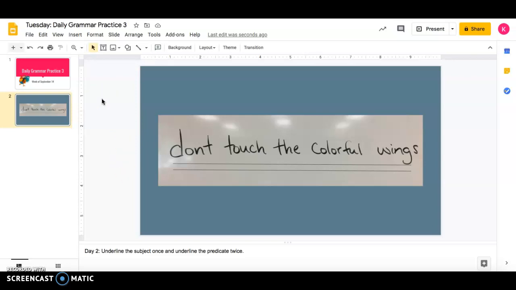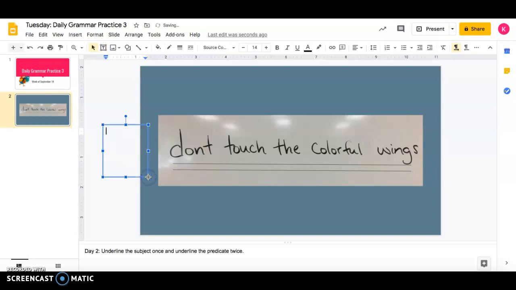Basically, it's when somebody gives a command, they're looking at you, they're speaking to you, so you know that you're the person that's supposed to do whatever is being commanded or asked of you. So in order to show that this is the subject, what we are going to do is I'm going to insert a text box right here. But if you're just writing on your own separate piece of paper, that's totally fine.